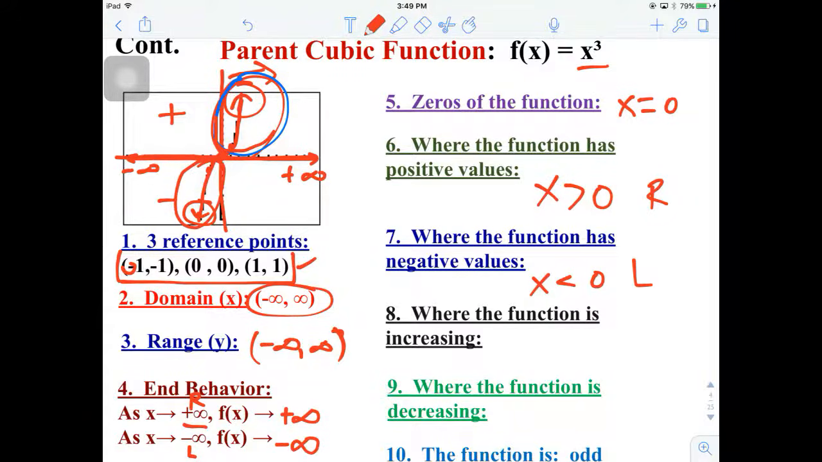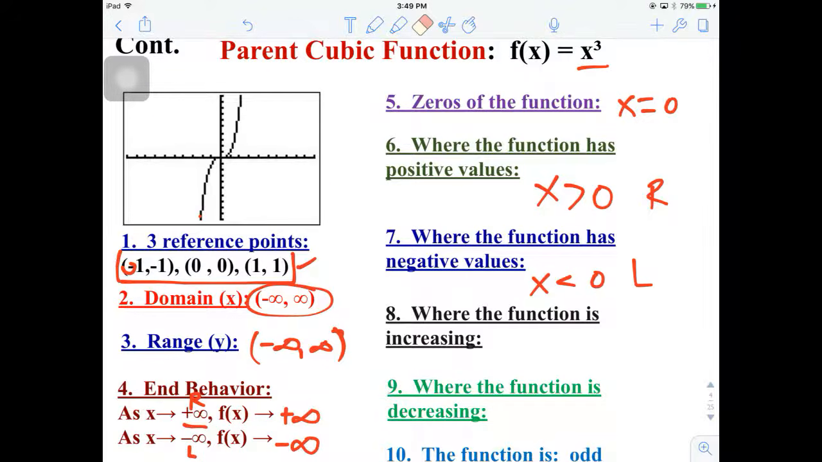And where is the function increasing? Increasing means it's going up. As you can see, this function keeps going up throughout the entire graph. There is no point where this graph is going down, so it's always increasing. It's always going up, so that means all reals. That's everywhere. Where is the graph decreasing? Well, it's not going to decrease anywhere because it keeps increasing, so there is none.